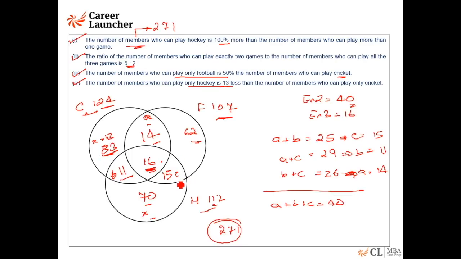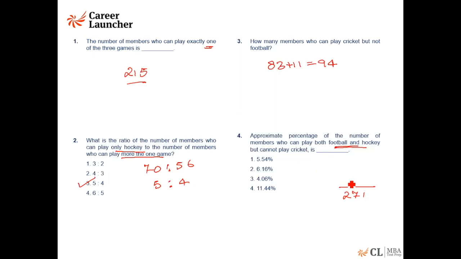Both football and hockey, that means these people, 15 people can play both football and hockey but not cricket. These 16 can play all three, so that includes cricket. These 14 will also not be a part of the question because these 14 can play cricket but not hockey. We are looking at football and hockey to be there. So 15 on 271.